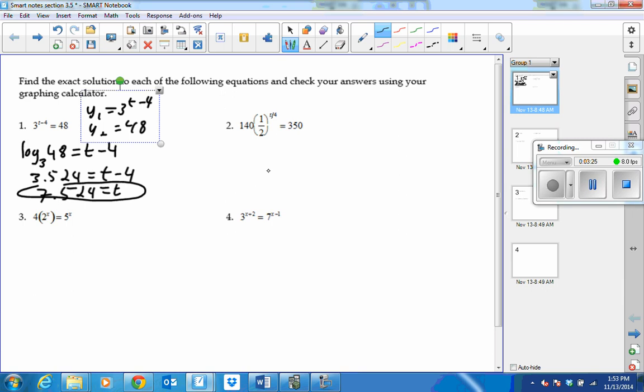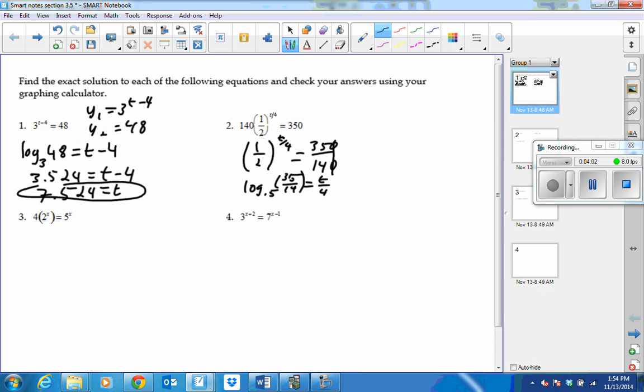So this next one, we're going to divide by 140 on both sides. So we get 1/2 to the t over 4 equals 350 over 140. So the zeros will cancel out. So I'm now going to change this into logarithmic form. So I have a log with a base of 1/2, and the power is 35/14, and that equals our exponent, which is t over 4.